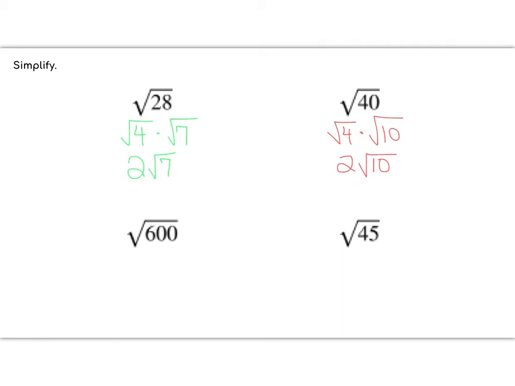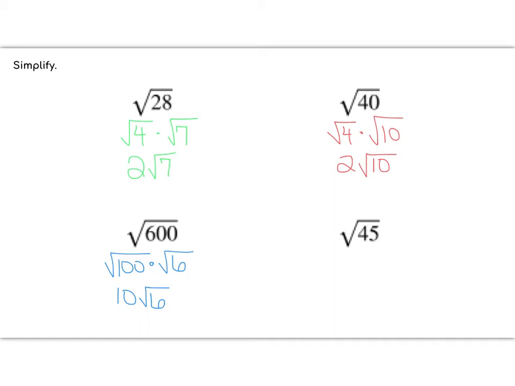Okay, let's do this one. The square root of 600. Tell me what perfect square divides 600. 100 does, right? This is 100 times 6. So the square root of 600 is the square root of 100 times the square root of 6. Now simplify this and give me the final answer. The square root of 100 is 10. The square root of 6 stays as it is. So the square root of 600 simplifies to 10 times the square root of 6, or 10 root 6.